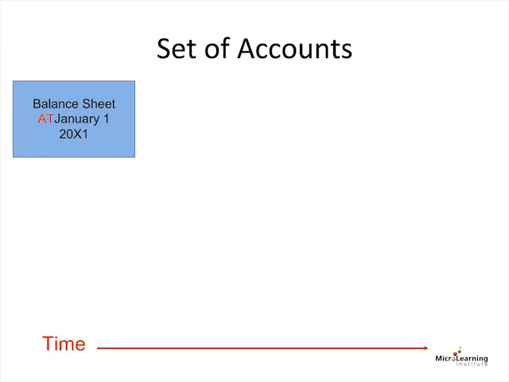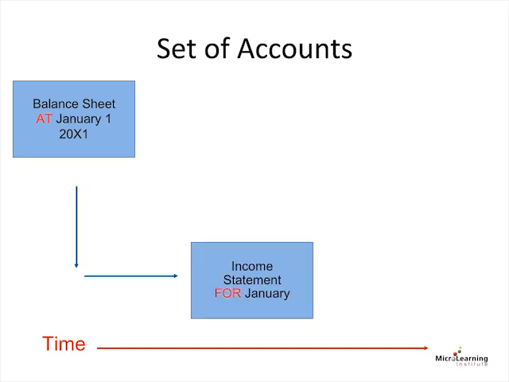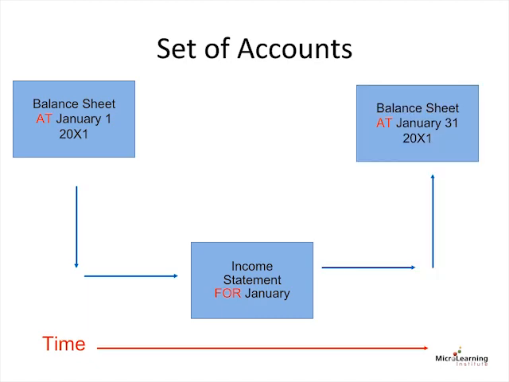The company trades for a period of time. The profit and loss is used to present the financial performance of the company for the period. At the end of the period, the company prepares another balance sheet to show the position at the end of the period. The balance sheet prepared on January 31st is called the closing balance sheet. The opening and closing balance sheets and the profit and loss statement are referred to as a set of accounts.